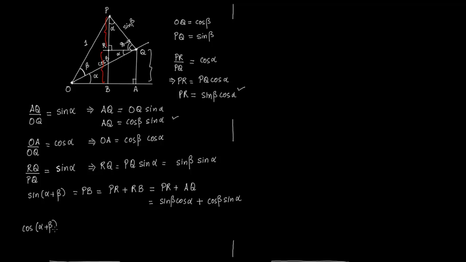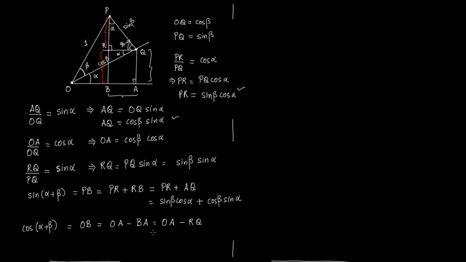What is cos alpha plus beta? We work in the right angled triangle OBP. So you write OB divided by OP, that is side adjacent to alpha plus beta, over hypotenuse. Hypotenuse is just 1. What is OB? OB is OA minus BA. Now OA we will write as such, BA we will replace by RQ since we have this rectangle BRQA. So BA has been replaced by RQ.